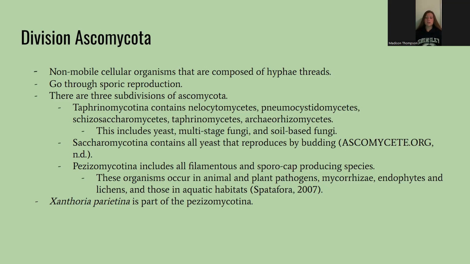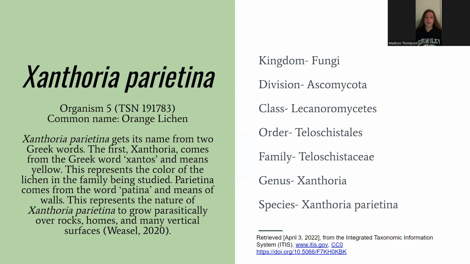These organisms include animal and plant pathogens, mycorrhizas, endophytes, and lichens, and those fungi in aquatic habitats. The organism that we're looking at is a lichen, and Xanthoria parietina is an interesting lichen. Its common name is orange lichen or sunburst lichen. And in the next slide, we'll explore how it gets the name sunburst lichen on occasion.